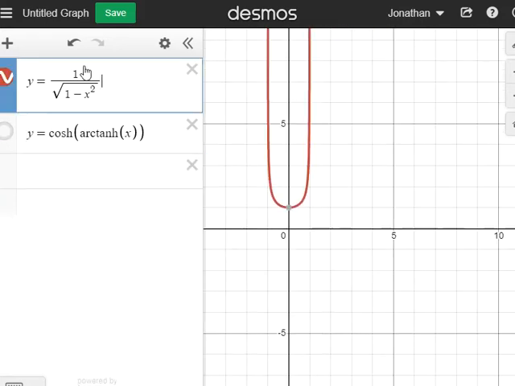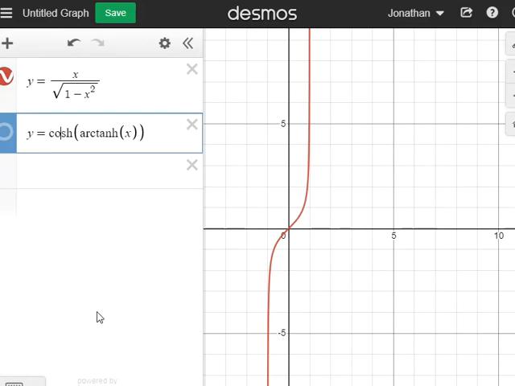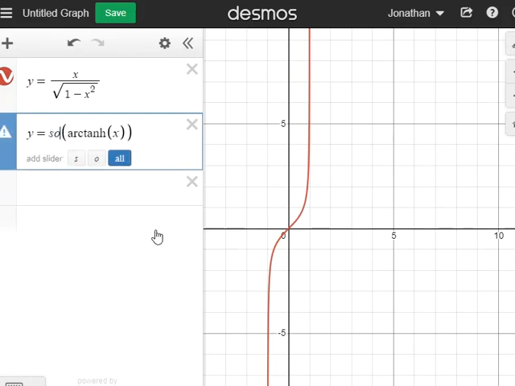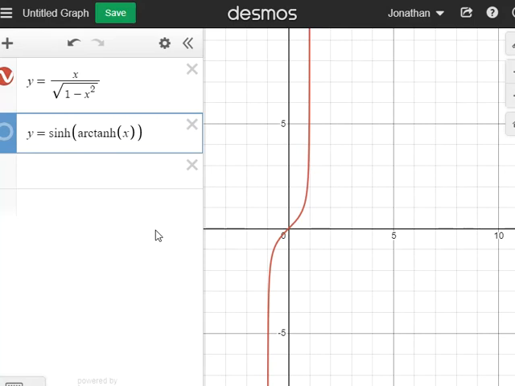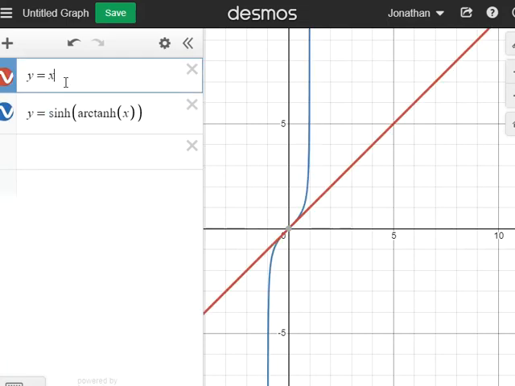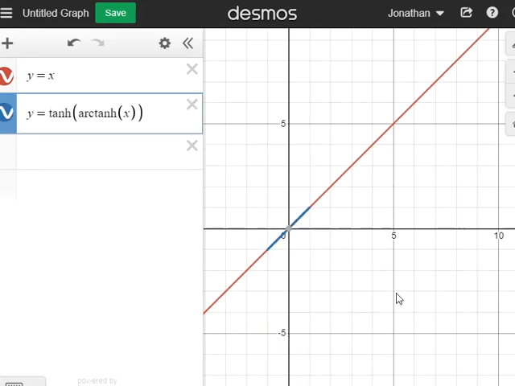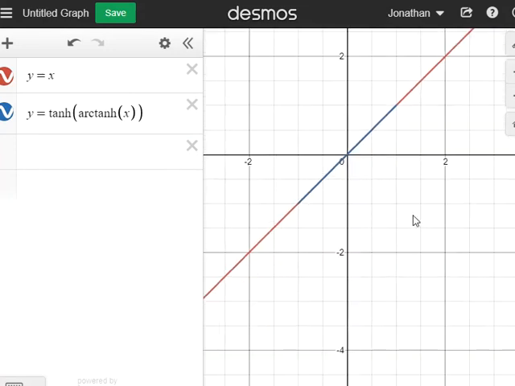Another thing I can do with this is say y equals x over square root of 1 minus x squared, and I can say, make this a sinh, S-I-N-H, and you will see that also is exactly the same graph. And finally, y equals x, and y equals tanh of arctangent. You find those are pretty much the same graph except for one minor detail.